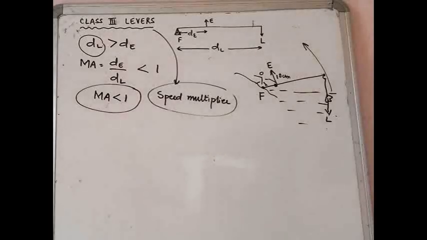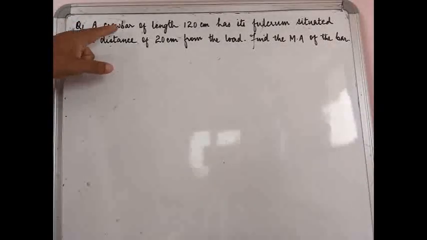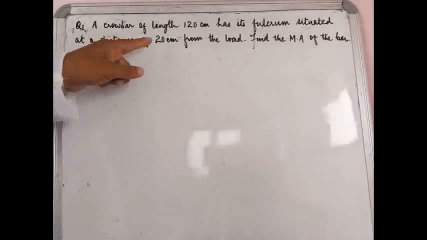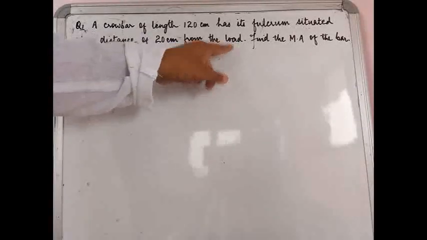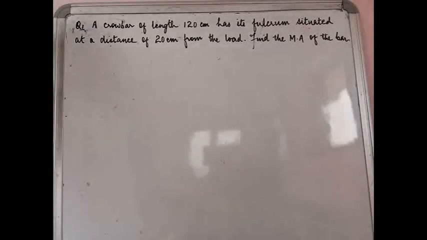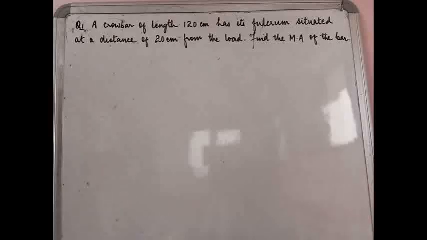Next we'll be discussing some of the numericals based on what we have studied in levers. So here we begin with question 1. A crowbar of length 120 centimeters has its fulcrum situated at a distance of 20 centimeters from the load. Find the MA of the bar. Bar means the crowbar that we are using, and MA, obviously you understand by now, is the mechanical advantage of the crowbar. Obviously the first thing that comes to your mind after reading this question is that a diagram is absolutely necessary to be drawn.